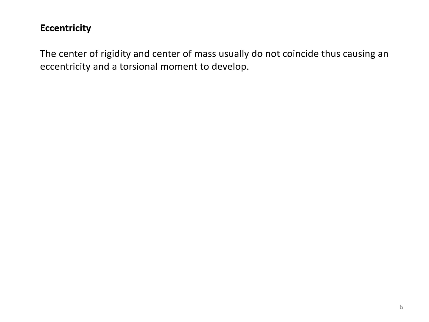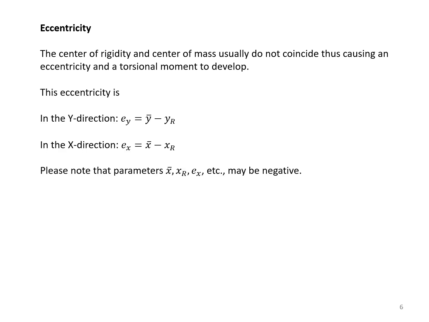Eccentricity. The center of rigidity and center of mass usually don't coincide, therefore causing an eccentricity and a torsional moment to develop. The eccentricity in the y direction is y bar minus yr. Theoretical eccentricity is shown with Ey in that direction. In the x direction, the theoretical eccentricity Ex is x bar minus xr. Please note that the parameters x bar, xr, Ex, etc. may be negative.